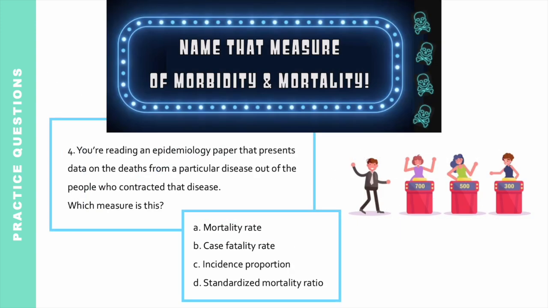You're reading an epidemiology paper that presents data on the deaths from a particular disease out of the people who contracted that disease. Which measure is this? Mortality rate, case fatality rate, incidence proportion, or standardized mortality ratio? Case fatality rate, which is the number of people who died during a specified time period following diagnosis, divided by the number of people with that disease.